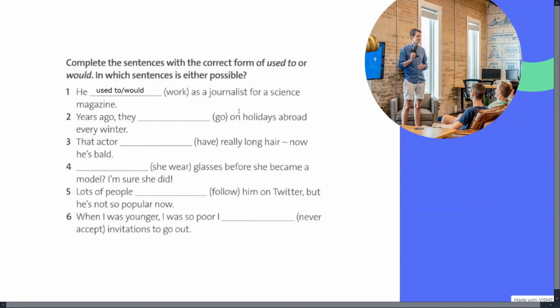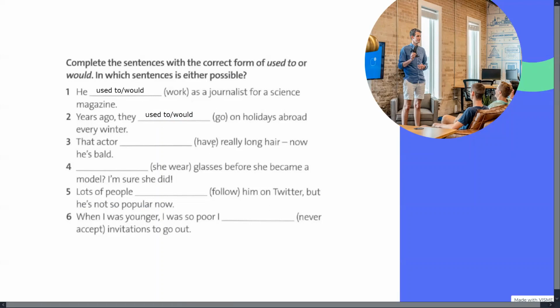Years ago, they went on holidays abroad every winter. Again, I would say both can go. I would say would is more often used here. They would go on holidays abroad, but they used to go on holidays abroad. It's fine. Years ago, it just tells us when the action happened, but not for how long. So it's not simple.